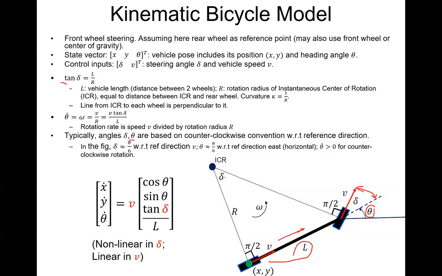Therefore, this angle here is delta, because both of the lines are perpendicular to the other two lines that define delta. So once you have this relation, you can derive that tangent delta is L divided by R based on this triangle relationship.